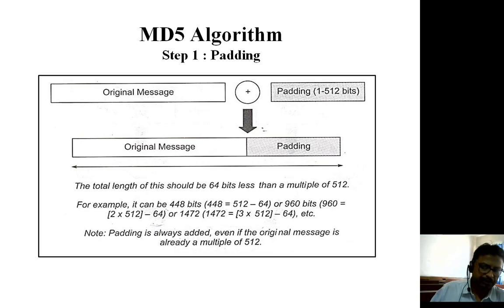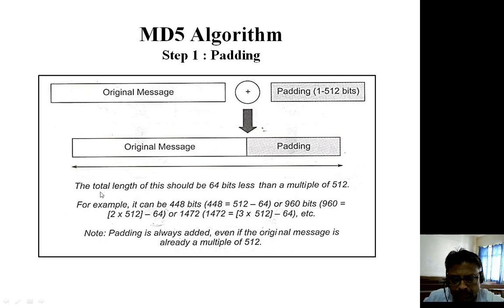The first step in MD5 is to add padding to the original bits. The aim of this step is to make the length of the original message equal to the value which is 64-bit less than an exact multiple of 512-bit. Meaning, whatever is the size of the original message, we add some padding bits so that the length of the total message after including padding becomes 64-bit less than a multiple of 512-bit.